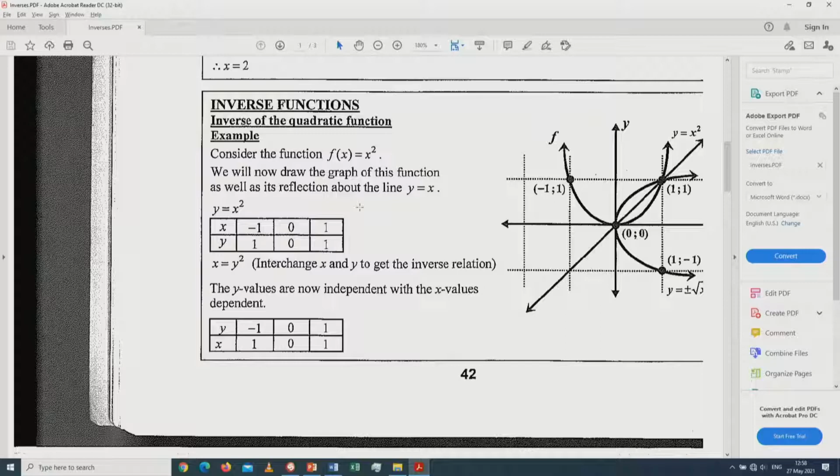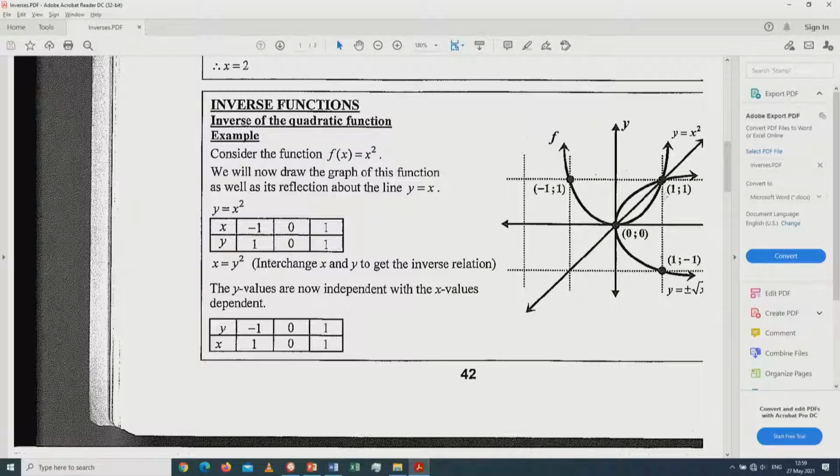Here we have the quadratic function. And the quadratic function is given by f of x equals x squared. Here it is. You see the parabola facing upwards. f of x is equal to x squared. The parabola facing upwards. Then a line is drawn. That line is called y is equal to x. Here is the line.